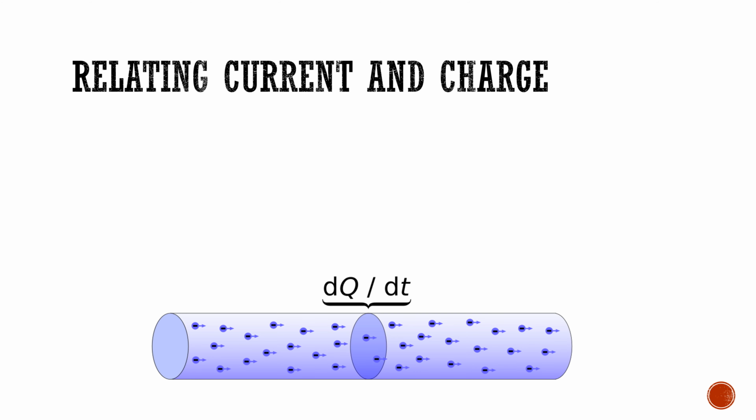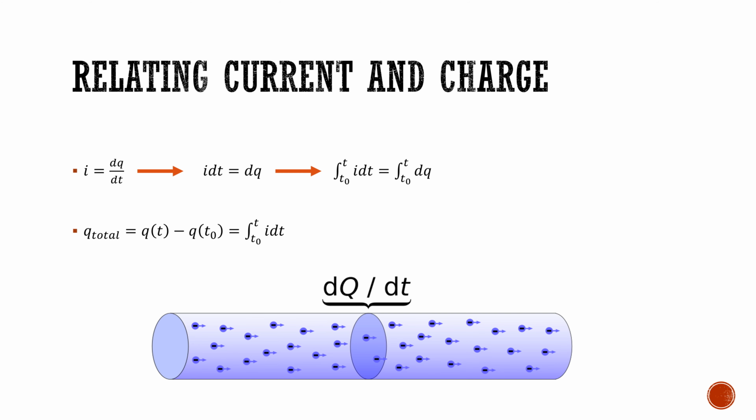We can relate current and charge by integrating the equation for current to arrive at an expression for charge accumulation. Or we can differentiate charge with respect to time to arrive at an expression for current. Let's use these equations to solve some example problems.